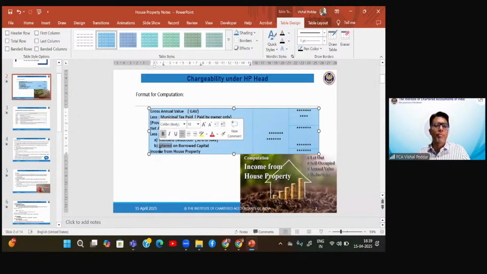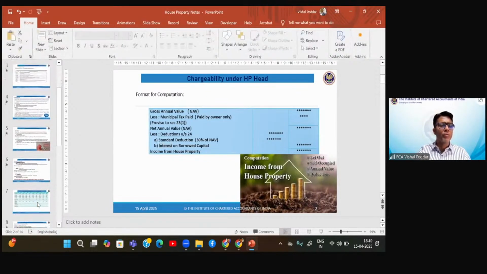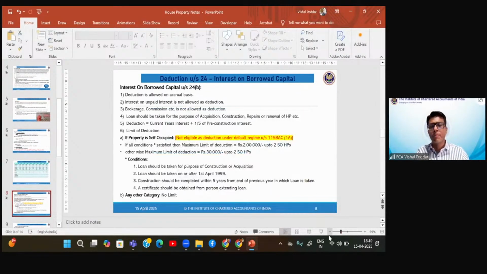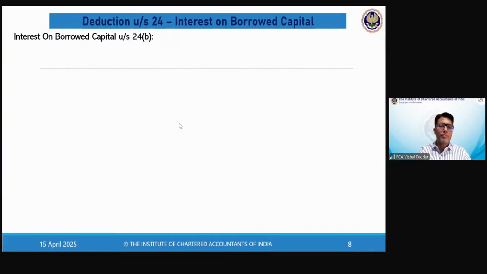The last value, that is interest on borrowed capital, which simply means interest on loan, requires some working. What it is, that is what now we are going to discuss. So now what I'm going to explain to you is relating to interest on borrowed capital, which is your second deduction under section 24(b). Now what this says, again, since the method is accrual, this deduction is also on accrual basis.